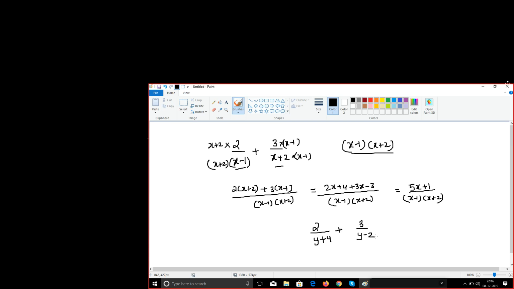Yes, hello? So I got 5y minus 8 over bracket y minus 2 bracket y plus 4. So it's 5y minus 8 or plus 8? Plus 8, divided by y minus 2 multiplied by y plus 4. Yes, that's it.